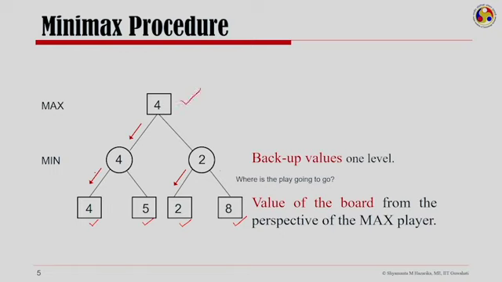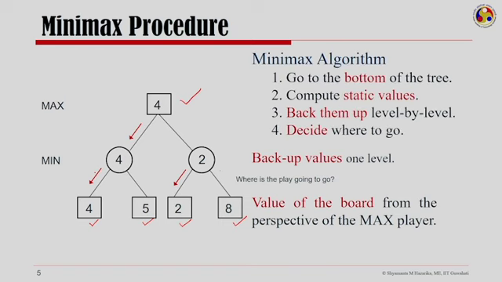Now, a couple of things to observe in this small game tree, and the way these values have been backed up. Number one, we should just get to the idea of what the min-max algorithm is. What did we do? We went to the bottom of the tree, we computed the static values using some evaluation function, and then backed them up level by level, and at one level we were at the root. At that point we were able to decide where to go. So we extracted the best move.